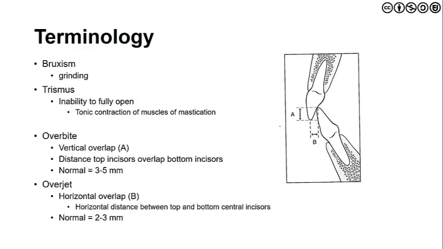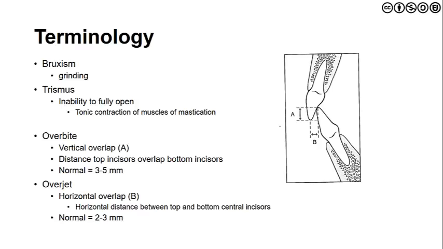Overbite is a vertical overlap, and that's what you see illustrated here. The distance between the top incisors and the lower or bottom incisors is typically 3 to 5 millimeters. When it's in excess of that, it's considered an overbite. And then there's what's called overjet.